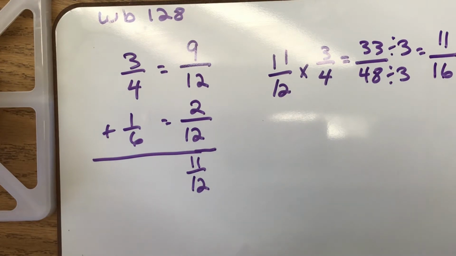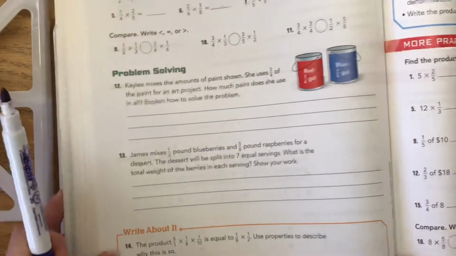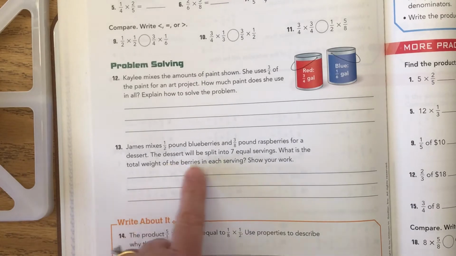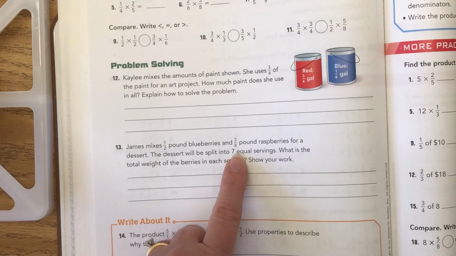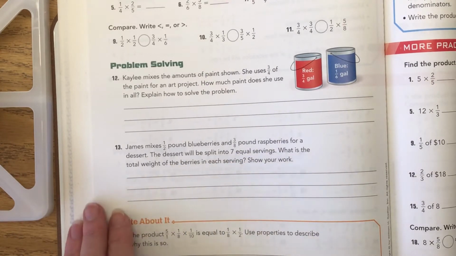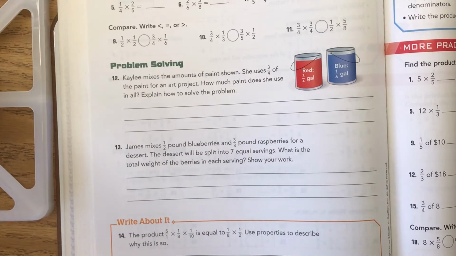Now we'll move on to number 13. Number 13 says that James mixes 1/2 pound of blueberries and 3/8 pound of raspberries for a dessert. The dessert will be split into 7 equal servings. What is the total weight of the berries in each serving? Show your work. If the dessert is going to be split into 7 equal servings, that means that each serving will be 1/7 of the total.